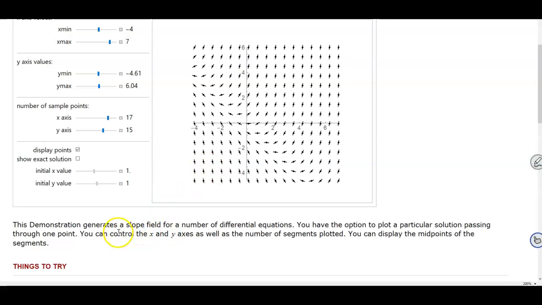So the demonstration generates a slope field for a number of differential equations. You have the option to plot a particular solution passing through one point. And then you can again control the x and y axes as well as the number of segments plotted. So that's what a direction field looks like.